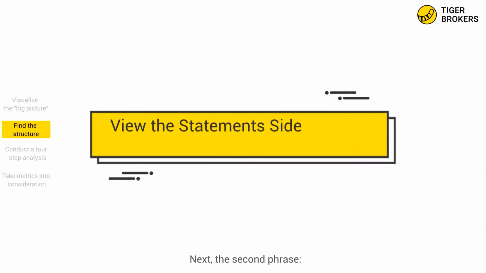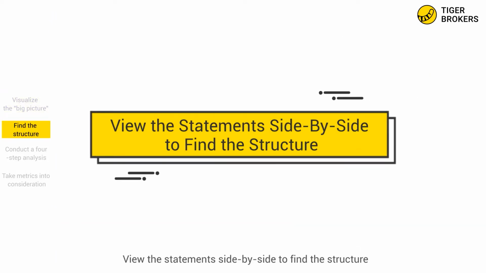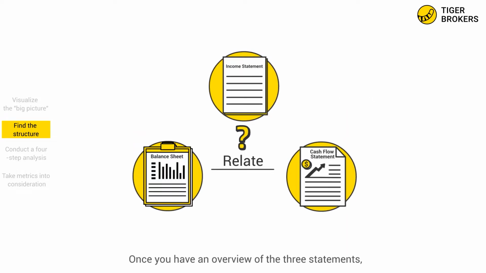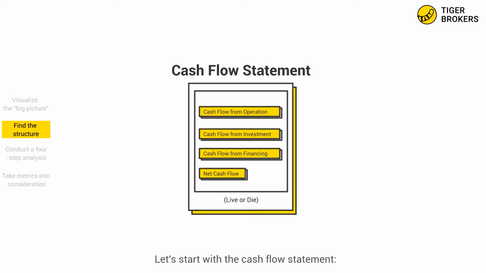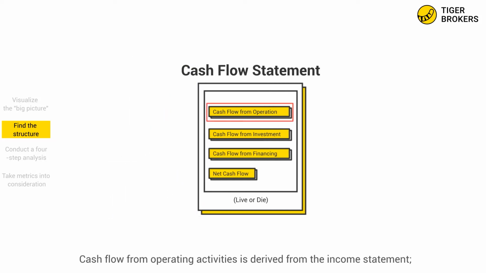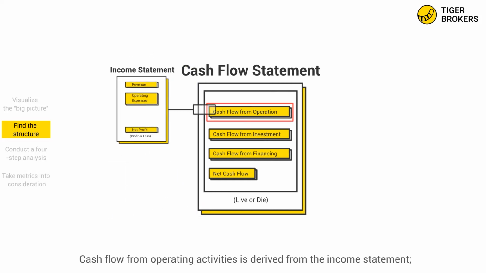Next, the second phrase. View the statements side by side to find the structure. Once you have an overview of the 3 statements, you can look at how they relate to each other. Let's start with the cash flow statement. The cash flow statement is derived from, and is supplemental to, the income statement and the balance sheet. Cash flow from operating activities is derived from the income statement.